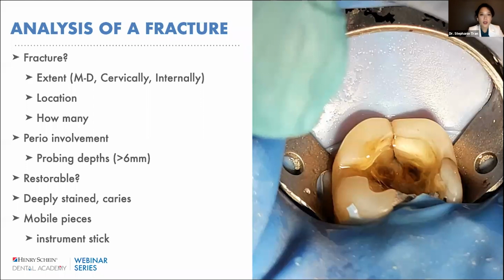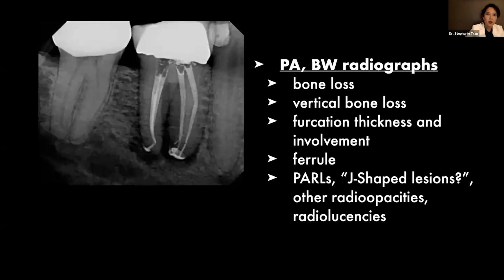And then on the restorative end is whether or not the tooth is even restorable. So how extensive is that crack, and is the cusp completely fractured subgingivally to the point where it's non-restorable, that kind of thing. And are those cracks stained, is there deep caries, and are the pieces themselves mobile.